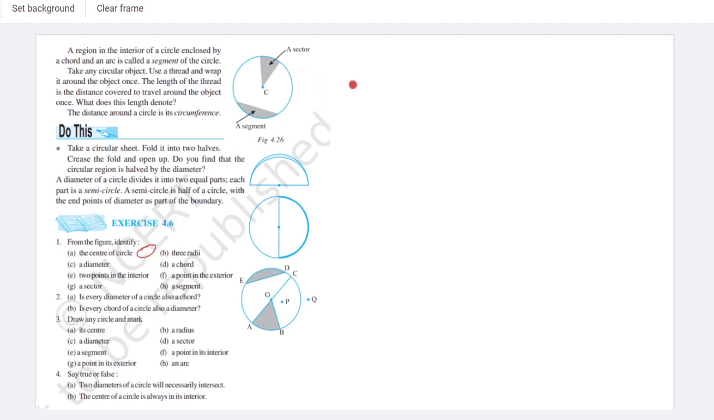So it will be the B part. 3 radii will be OC, with a bar above it, OB, with a bar above it, and OA, with a bar above it.